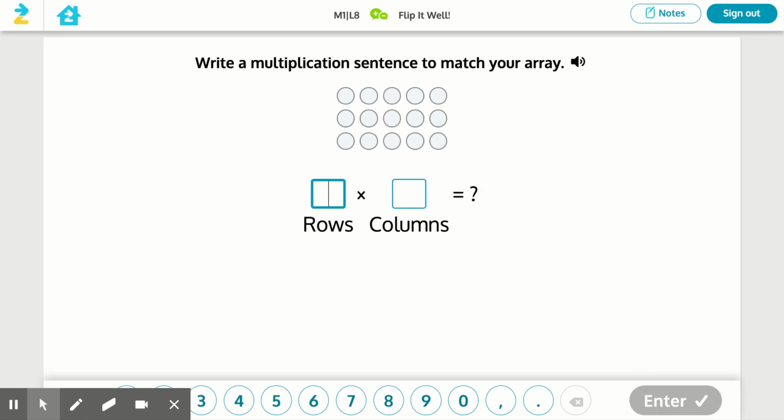Please tell me what the multiplication expression is to match this array. Remember, expressions do not require us to give an answer just yet. Write the expression in your Nearpod. So now our array has 1, 2, 3 rows. Remember, rows go left to right. And 1, 2, 3, 4, 5 columns. Remember, we're just switching our factors because we're using the commutative property.